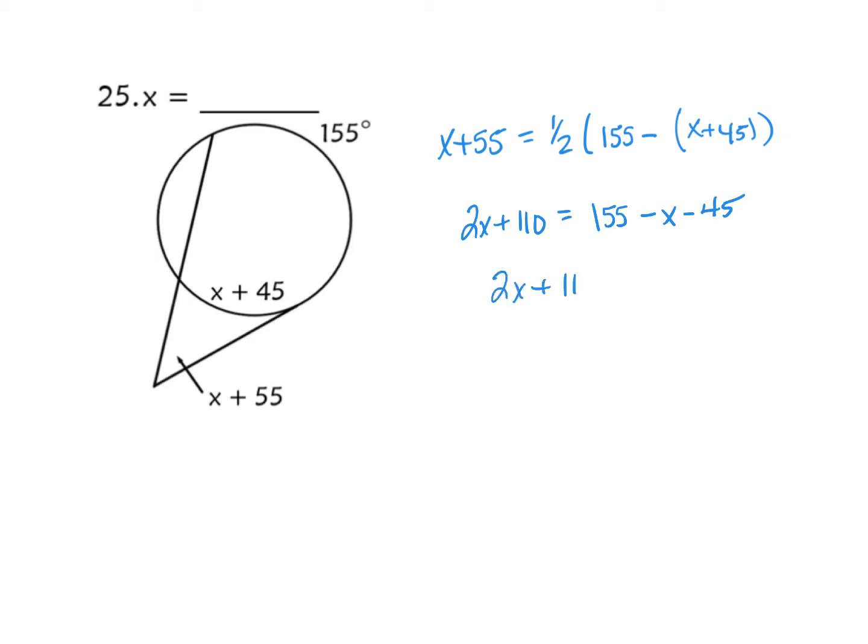So let's combine our like terms. I would have a negative x plus 110. Add x to both sides, I have 3x. Subtract 110 from both sides, I have 0, which is okay. Divide by 3, I get x equals 0. Okay, so now that's all I need to solve for in this one, just x equals 0.